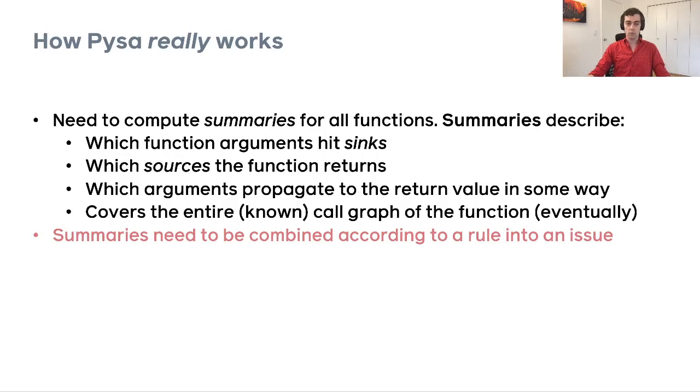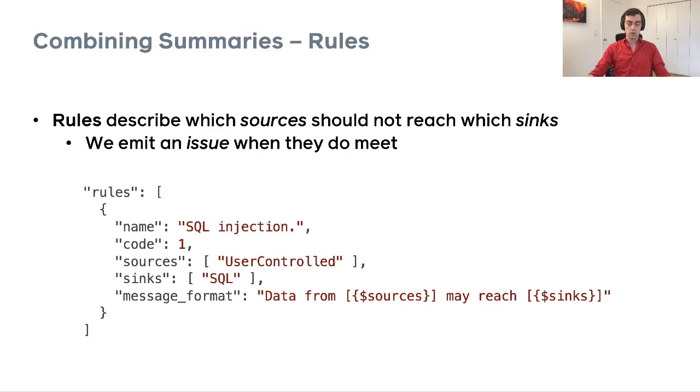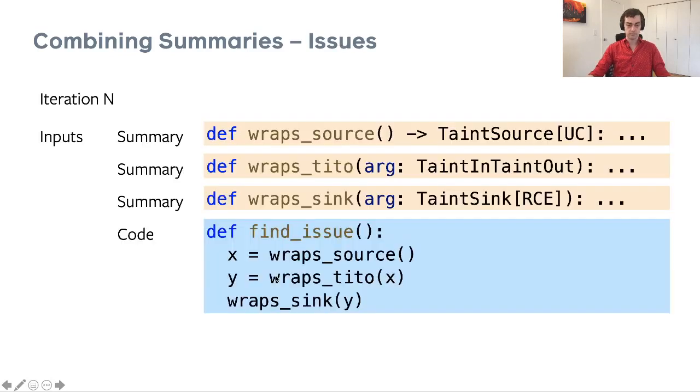And finally, I left out one last piece about how Pysa works. Computing these summaries isn't quite enough. We need to be able to combine those summaries, according to the rules that we discussed earlier, into an issue. So recall, this is what rules look like. It's a description of which sources and which sinks we care about reaching each other. When a source reaches a sink, we're going to emit an issue.